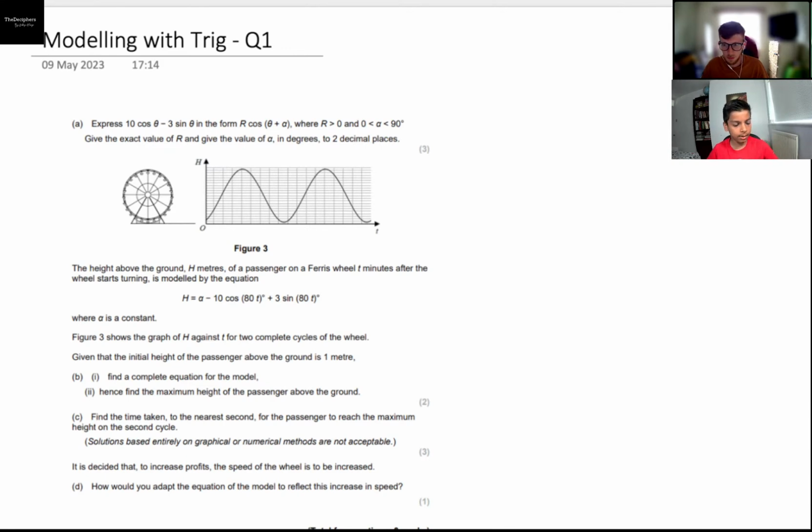For part A, express 10 cos theta minus 3 sin theta in the form r cos of theta plus alpha, where r is more than 0 and alpha is between 0 and 90 degrees. Give the exact value of r and give the value of alpha in degrees to 2 decimal places.